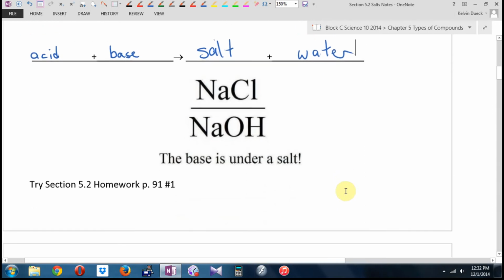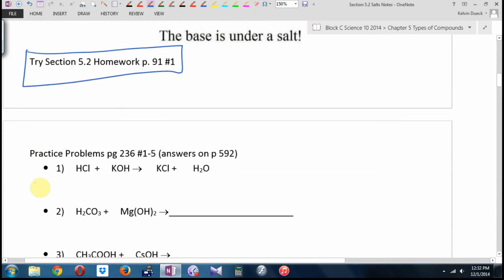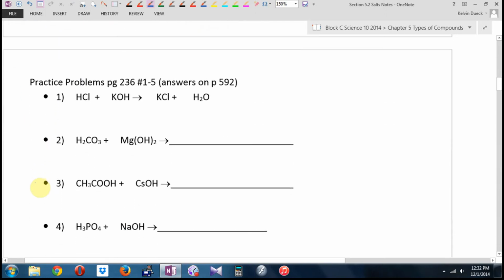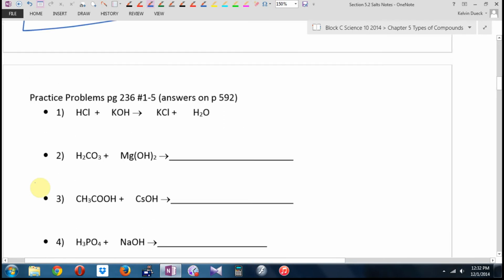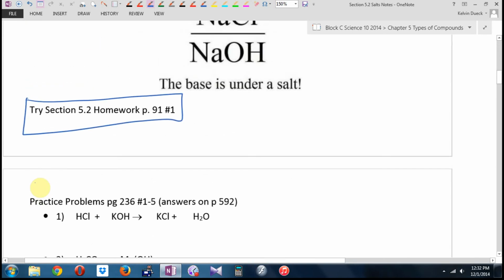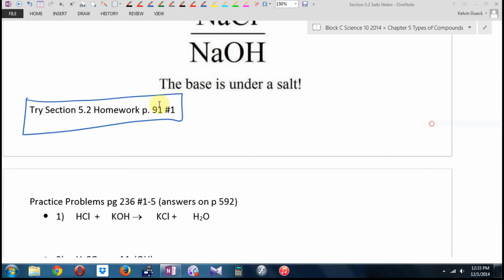Part of your homework is going to be from section 5.2, page 91, number 1. Oh, you know what? I think we're going to do them right now. Let me just double check here. Is this page 91? Why do I have page 91? I think I meant to delete that. I don't think page 91 is the right page. Hang on here. Oh, I know what I mean. Hang on. Pause. So take a look at this.